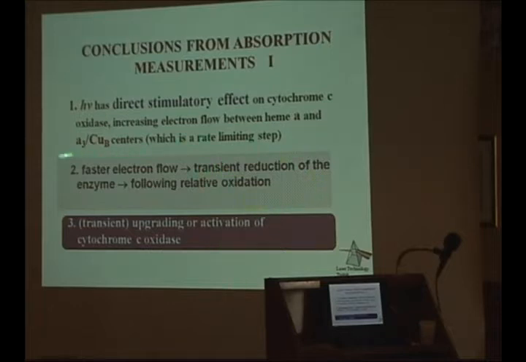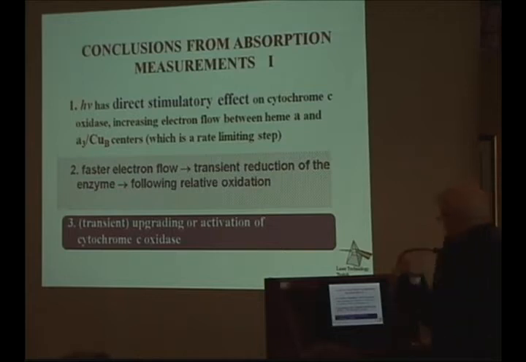And when you get, by irradiation, faster electron flow inside cytochrome C oxidase, inside the respiratory chain, you get transient reduction of the enzyme. There are more electrons inside, and just after that, relative oxidation occurs. It means that by irradiation you get a transient, not constant, transient upgrading or activation of cytochrome C oxidase. This is a real irradiation effect.